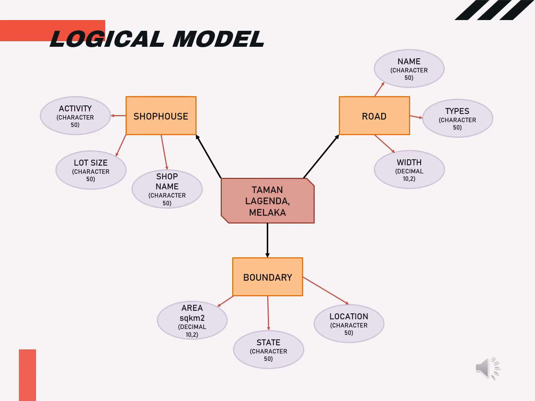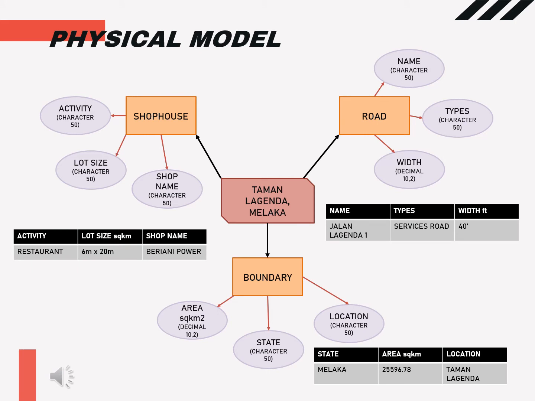This is the logical model. In the logical model, you have three attributes in each entity. For the shophouse, the attributes are activity, lot size, and shop name. For the boundary, they are area, state, and location. For the road, they are name, type, and width.